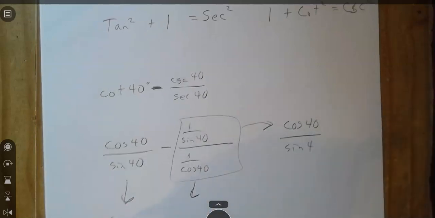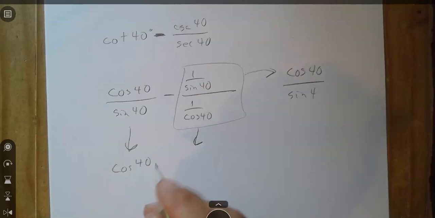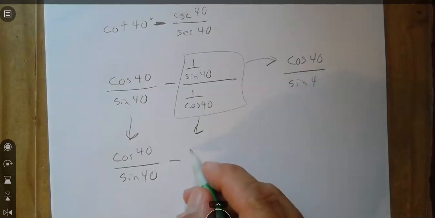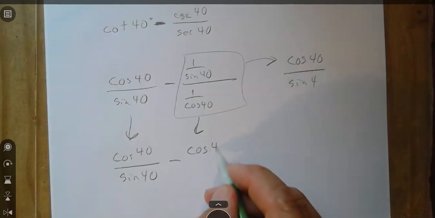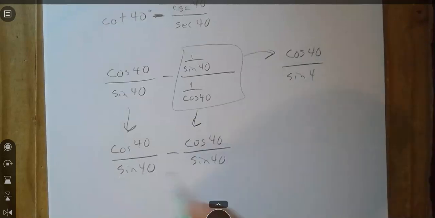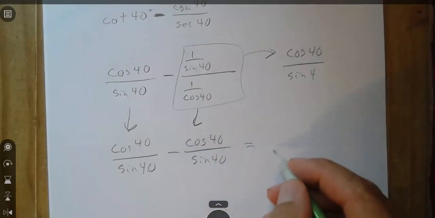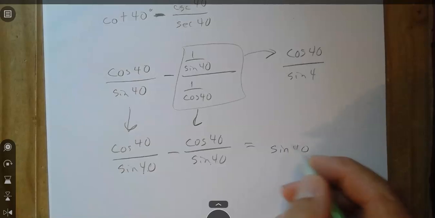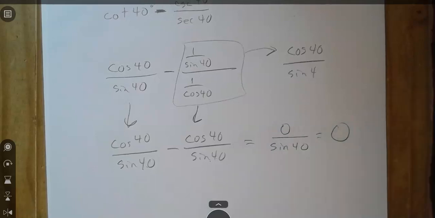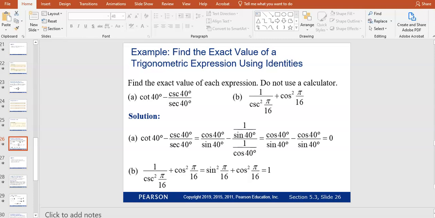So let's rewrite that. We have cosine 40 over sine 40 minus cosine 40 over sine 40. When we're adding and subtracting fractions, we keep our common denominator, so this would be sine 40. But what's on the top? 0. And anything with 0 as a numerator is just 0. Okay, so that's how they work these out.